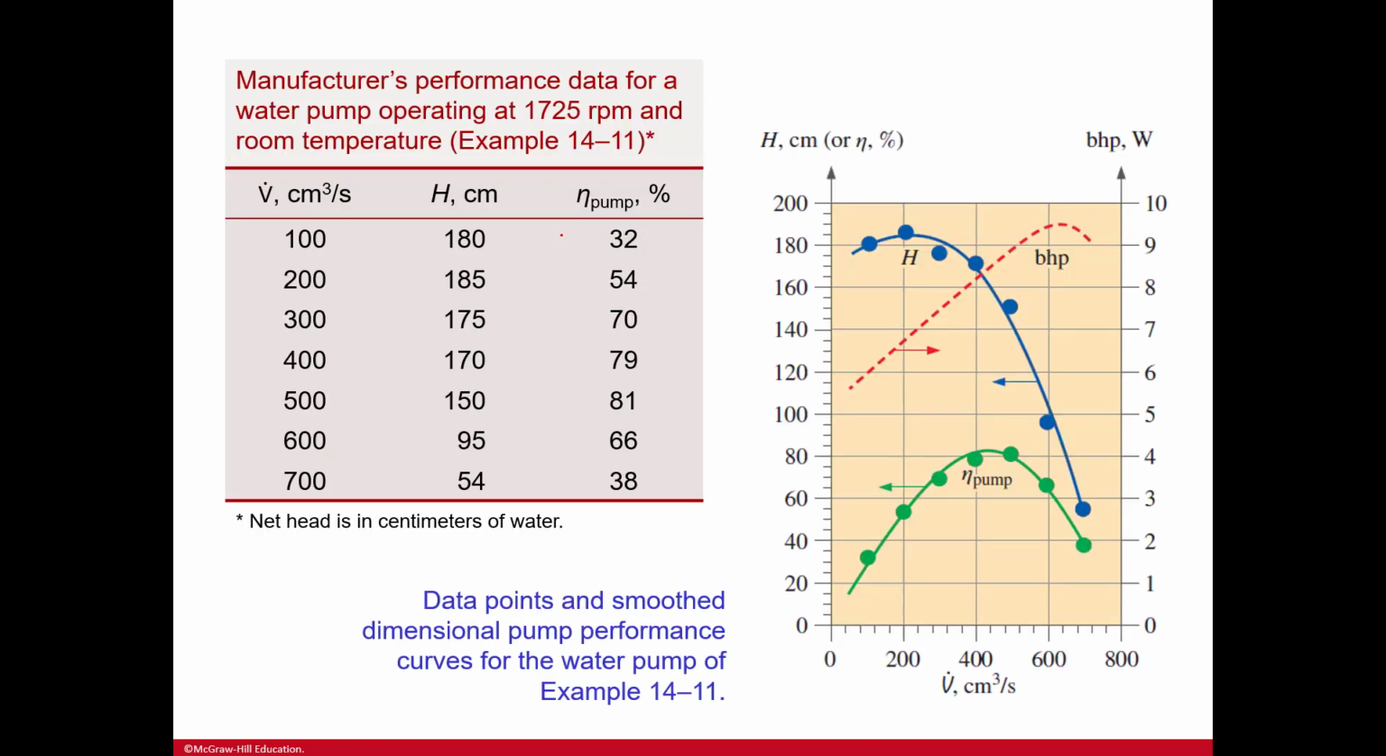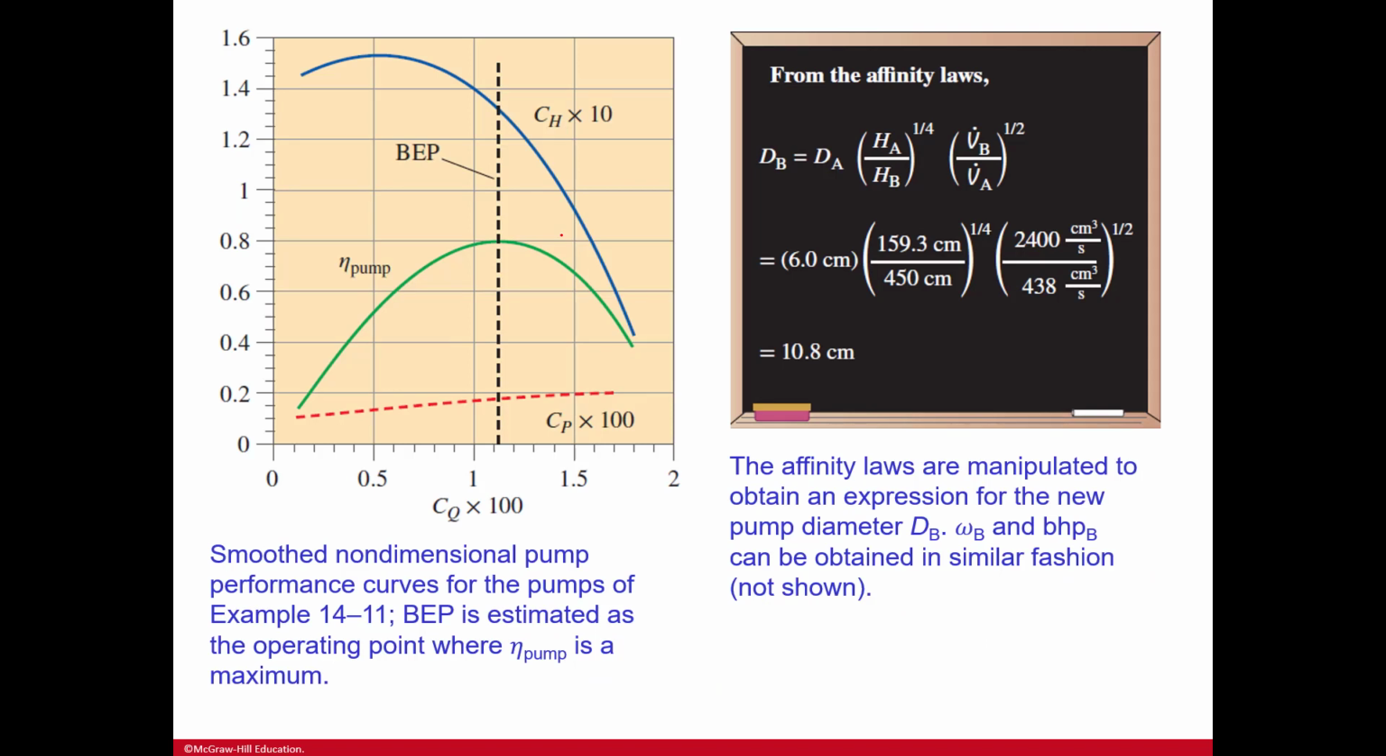And here's a diagram of the manufacturer's performance data for a water pump operating at 1725 RPM and room temperature for that example. The data points are smoothed dimensional pump performance curves for the water pump. And then the affinity laws are manipulated to obtain an expression.